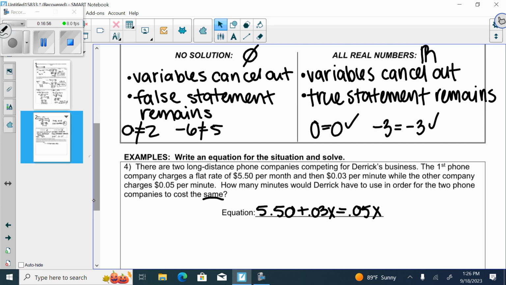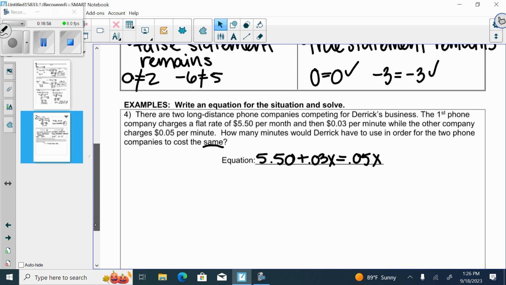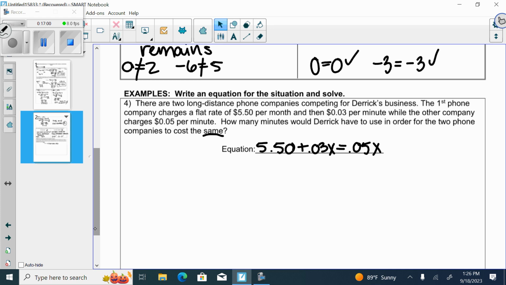There we go. All right. Getting there. So now we just need to solve. So what should we do first? Subtract 0.03x. Right. So I'll have 5.50 equals 0.02x. Then what should we do?